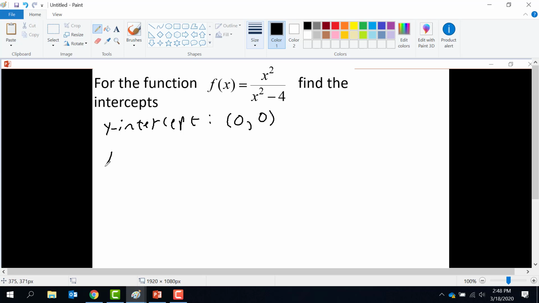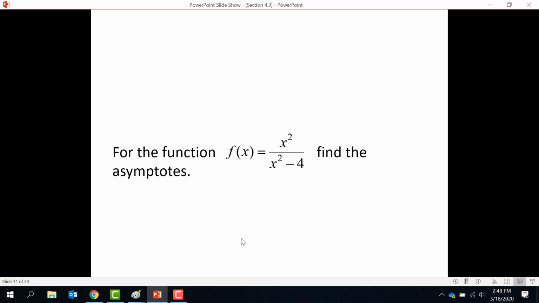So for the x-intercept, you're trying to figure out what makes the numerator 0, and the only thing that's going to make the numerator 0 is 0. So in this case, your x-intercept and your y-intercept are the same, right? So for the x-intercept, you're trying to make the whole thing 0, and the only way a single fraction can be 0 is if the numerator is 0. So moving on, we can look for the asymptotes.